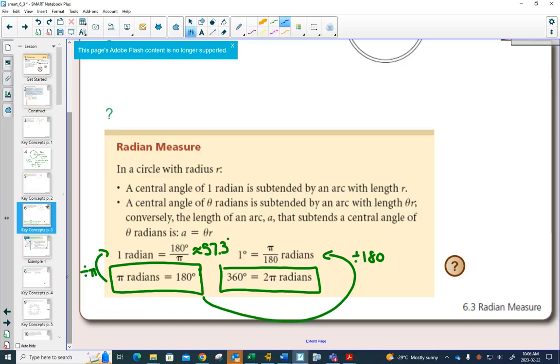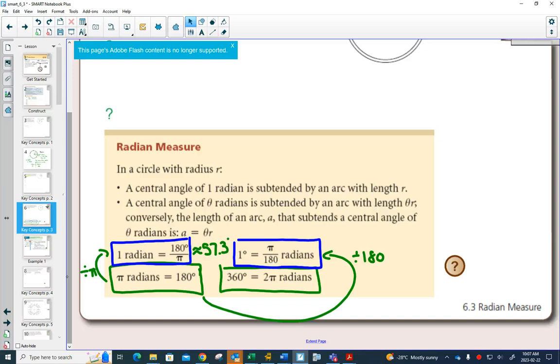Now, these 2 in the blue boxes are very helpful for converting back and forth, because we need a conversion rate in order to change from one thing to the other. Just like if you wanted to change from inches to centimeters, you'd have to multiply by 2.54. So these are going to be the things that we're going to need to use to multiply by in order to change from radians to degrees.